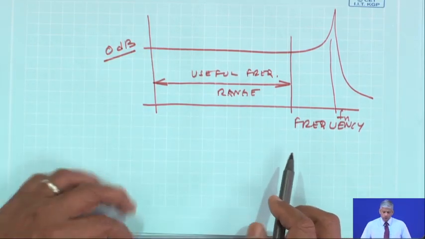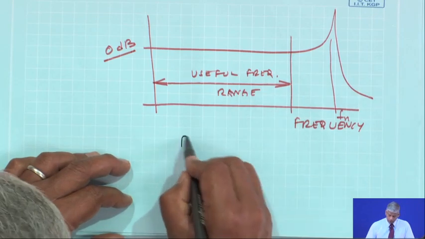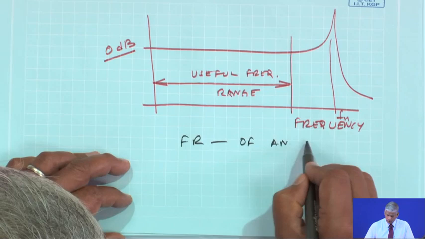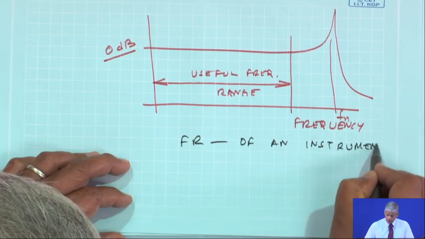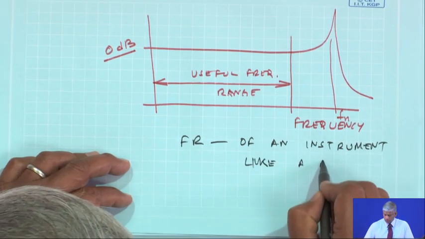Okay. But our human ear, this is for an FRF, the frequency response of an instrument like, say, a microphone.